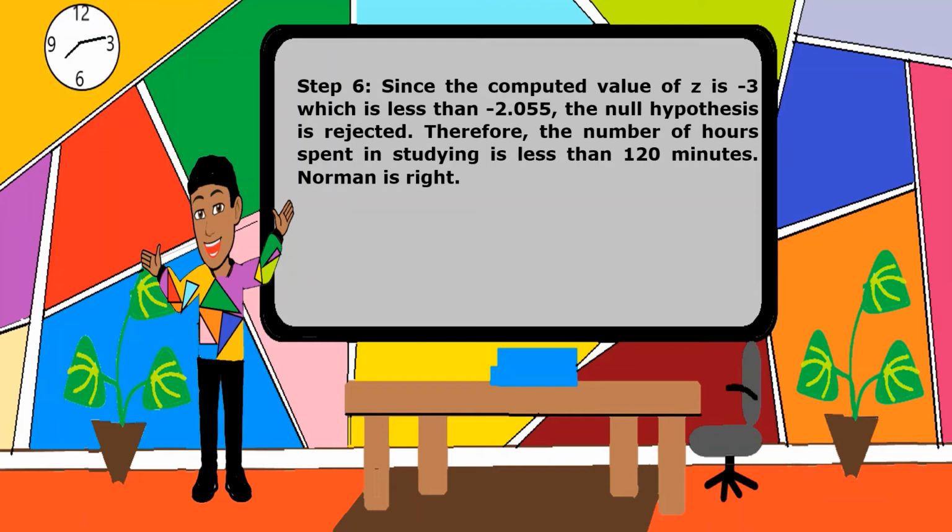Step 6. Since the computed value of Z is negative 3, which is less than negative 2.055, the null hypothesis is rejected. Therefore, the number of minutes spent in studying is less than 120 minutes. Norman is right.